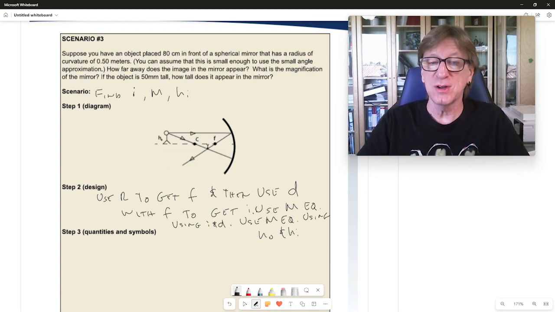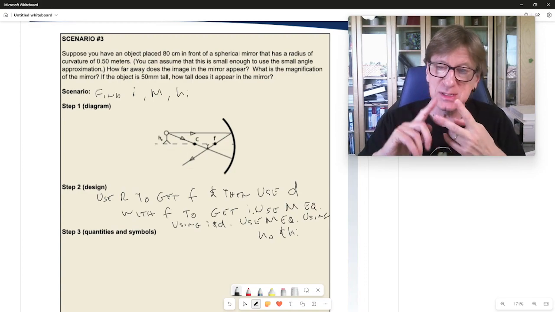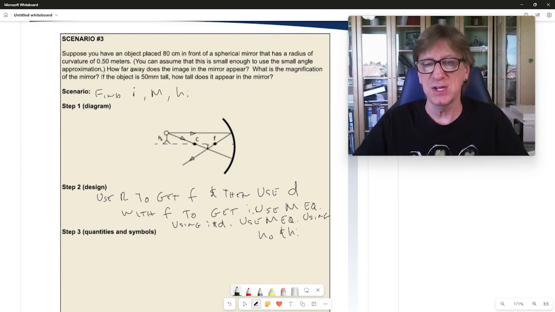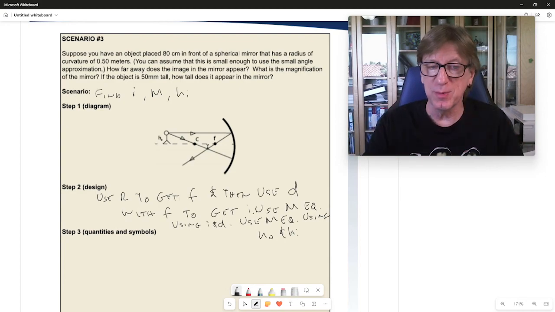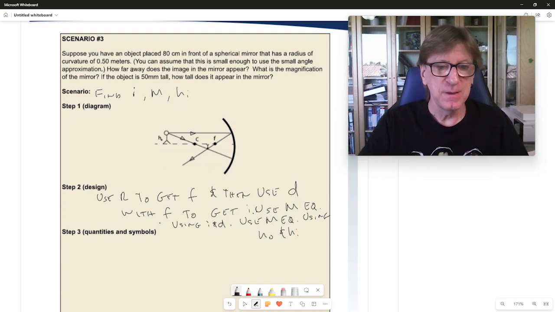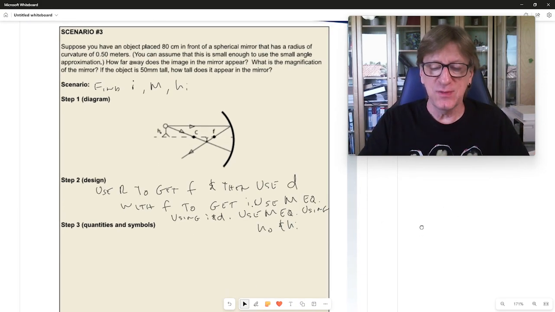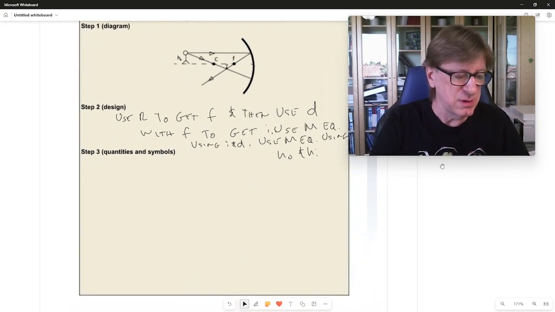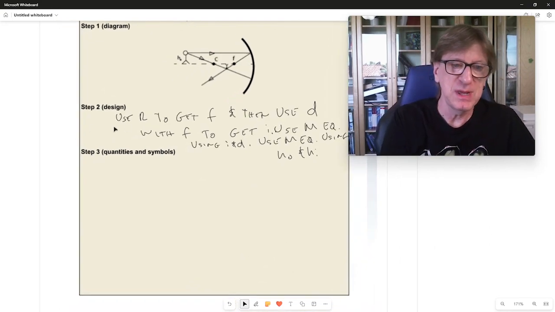So we're going to use R to get the focal length. Once we've got that, we can use the lens equation to get the image distance. If I have the object distance and the image distance, I've got the magnification. Once I have the magnification, then I can get all of the other properties. So, for example, if I have the object height, I can get the image height. All right, so let's define our symbols here to make sure that we're all on the same page. There's my tablet where I can write.